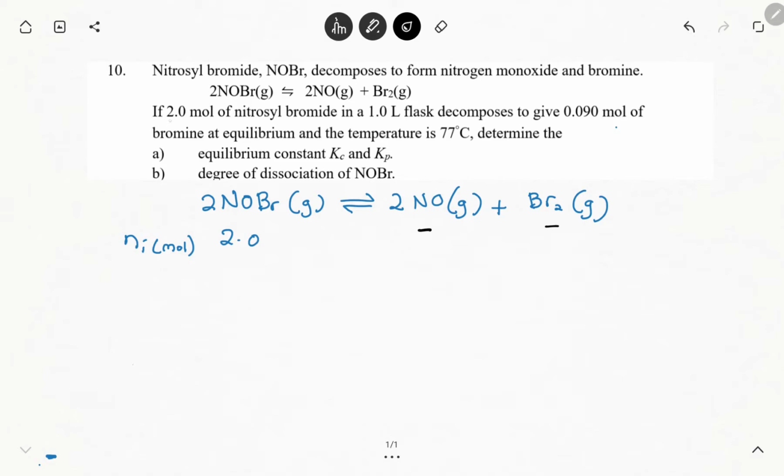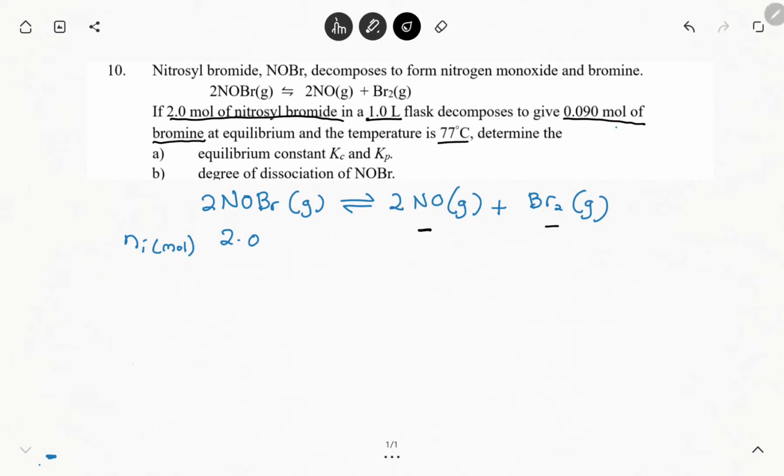Okay, if 2.0 mole of nitrosyl bromide in 1 liter volume decomposes to give 0.09 mole of bromine at equilibrium and the temperature is 77 degrees Celsius. Determine the equilibrium constant Kc and Kp. And for B, determine the degree of dissociation. Okay, we have two number of mole here.